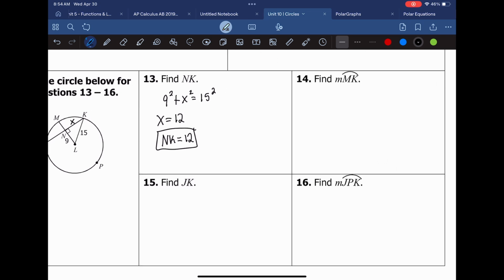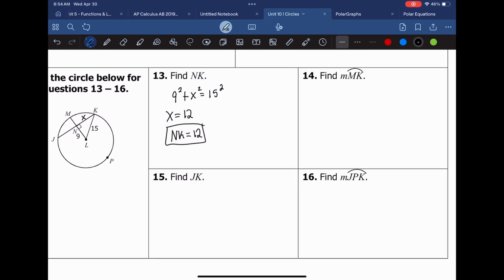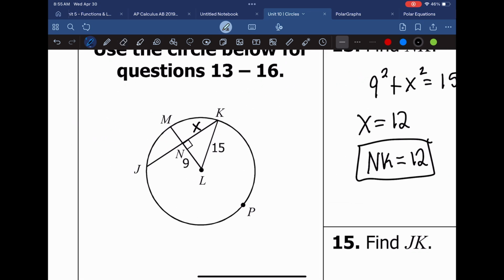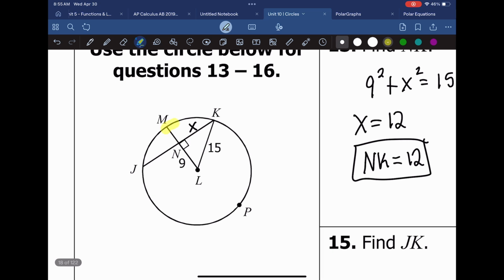Now for 14, I got to zoom out a bit. 14 is a little bit trickier because we need the measure of arc MK. That would be this guy right here. That's this arc right there. But that means that we can actually go inside. Let me get rid of this x real quick. We can go inside to find the measure of this central angle.